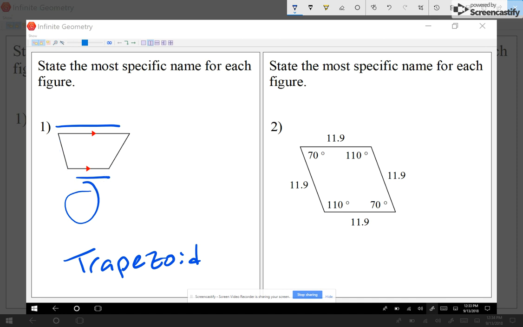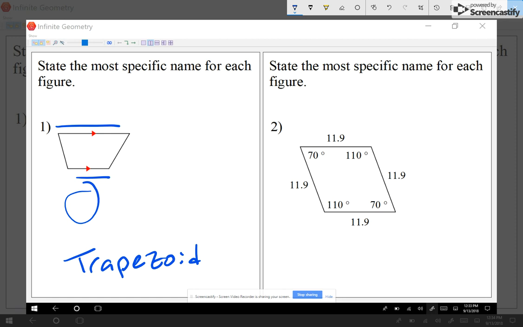If the other sides were parallel, that would make it a parallelogram. And then on top of it, if my sides were equal, that would make it an isosceles trapezoid. But because we're not told they're equal, we're just gonna call it trapezoid. So that's the first one.